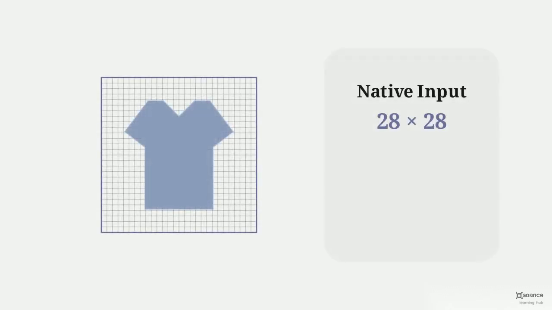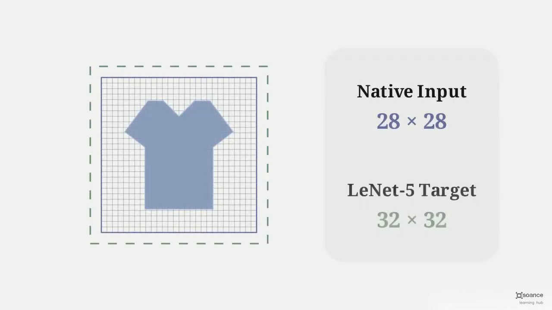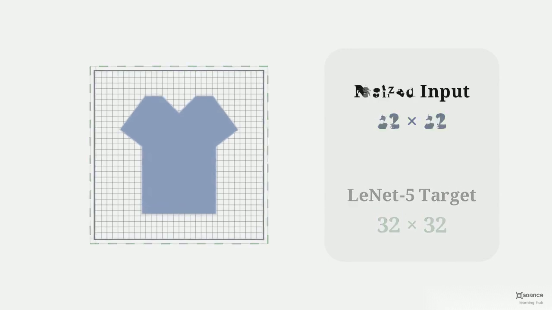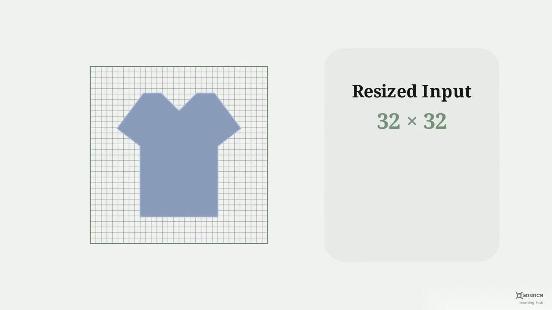Before we pass this data to the network, we have a dimension problem. The standard LeNet architecture expects 32 by 32 pixel inputs, so we must explicitly resize our native 28 by 28 images to fit. We handle this inside a pre-processing pipeline. The image pre-processing transforms function resizes the images and converts them directly into PyTorch tensors.